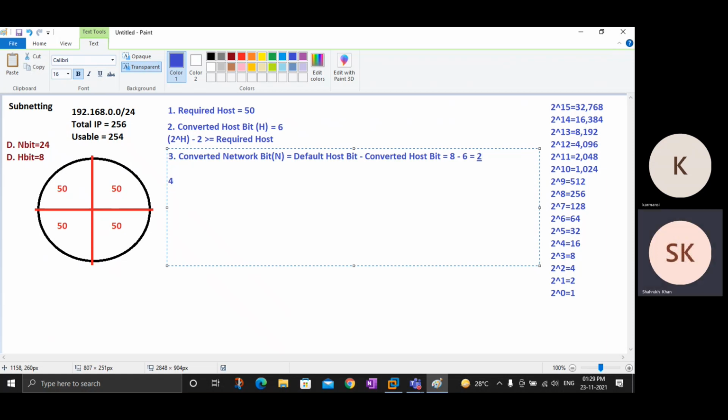Then the next value that we need to calculate here is total network bits, and we also have a simple formula for that, that is default network bits plus converted network bits. So in class C, default network bit is 24 and the converted network bit is 2. So we'll get the resultant value, that is 26.